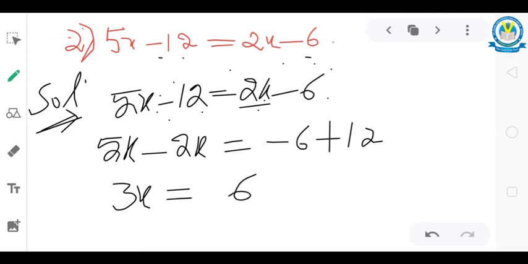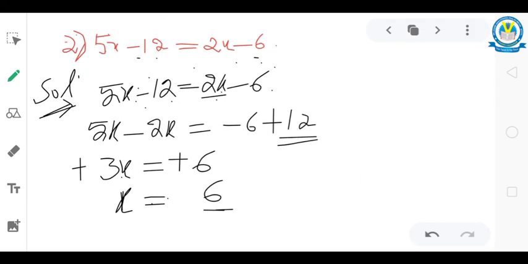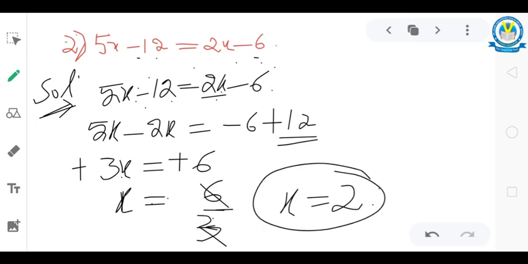Which sign do we use? The sign of the bigger value. So here it is positive. Our aim is the value of x. So 3x equals 6. Here 3 is multiplied; after moving this side, it divides. So 6 by 3 equals 2. So x equals 2.